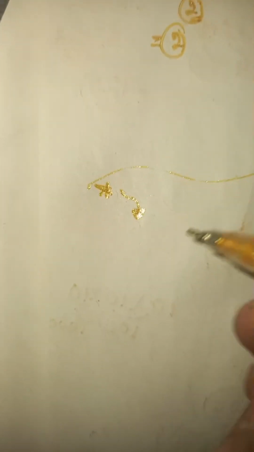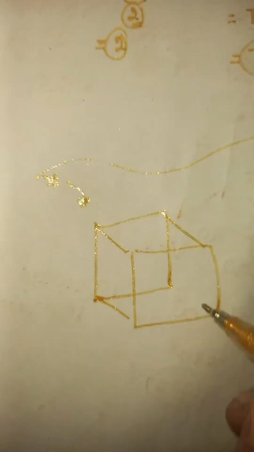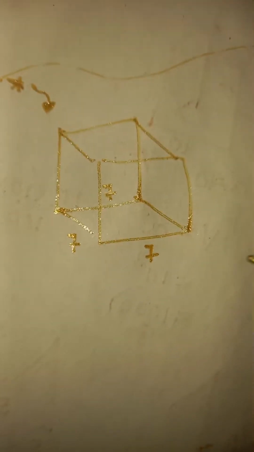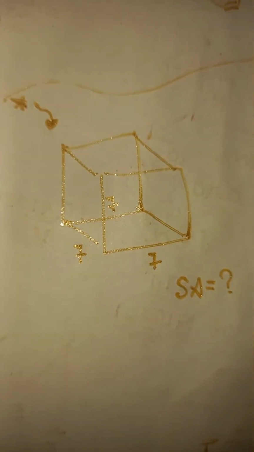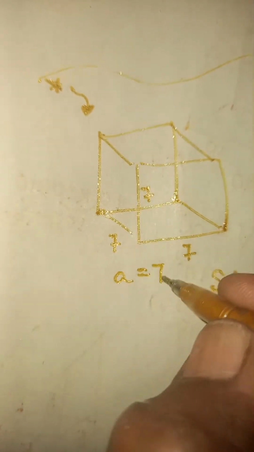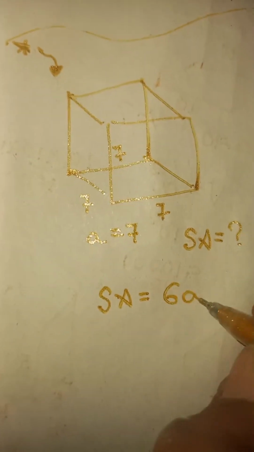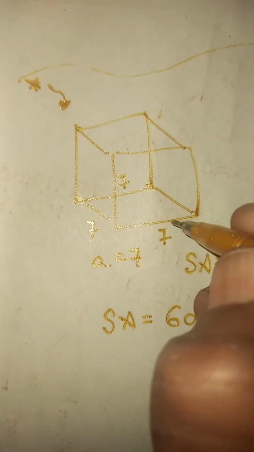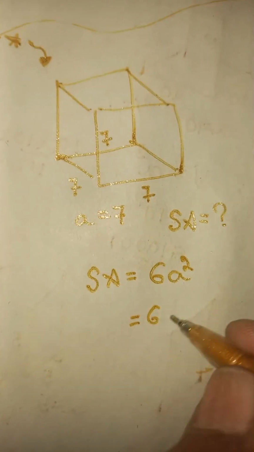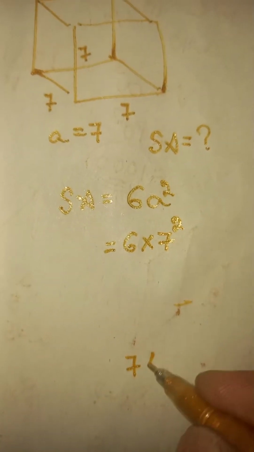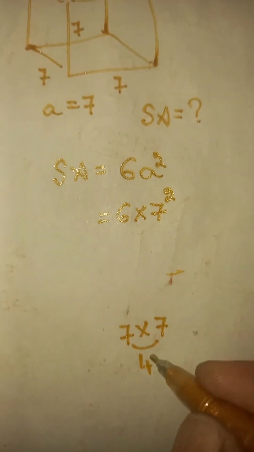In this cube they have given all the edges of the cube as, not 5 units, afterwards 7 units. When all the edges are 7 units of this cube, here also you need to find out what's the surface area of the cube. When the edge length is 7 units, you can find the surface area of the cube as 6a square. That means here the edge length is 7 units, so you're going to get it as 6 times of 7 square. 7 square, you can find it here. 7 times of 7, which becomes 49.